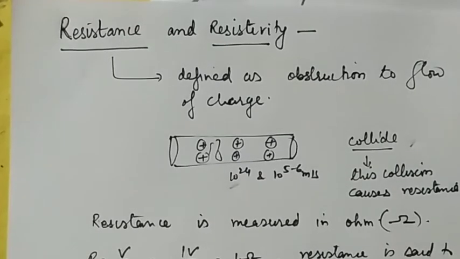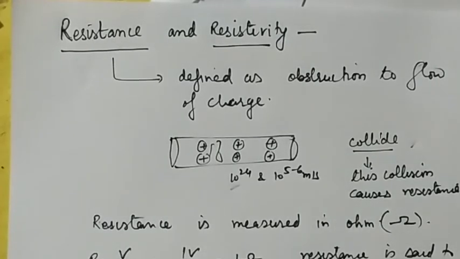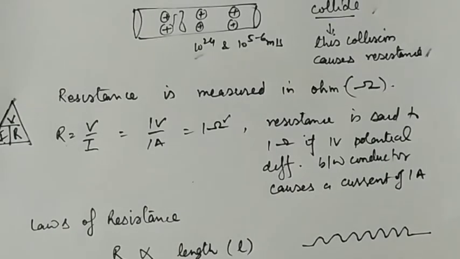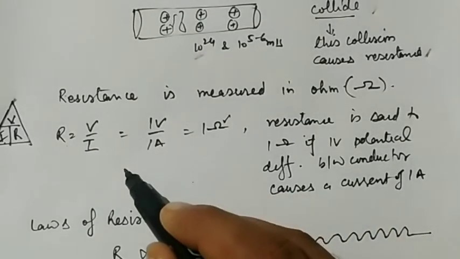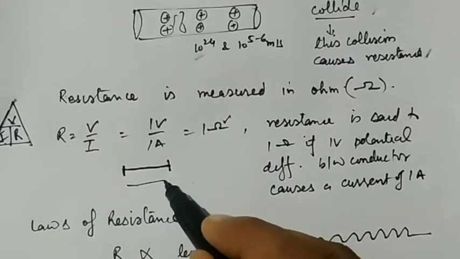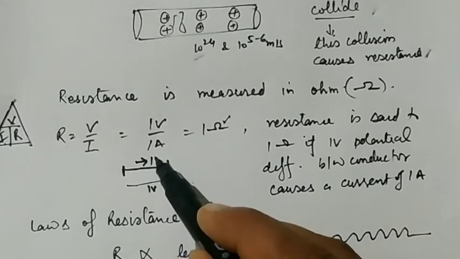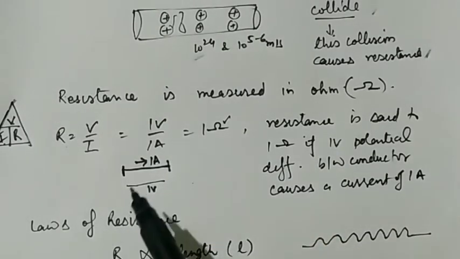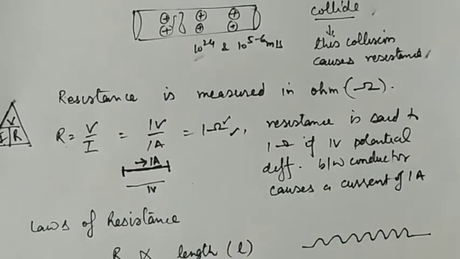Now, this resistance is measured in ohm. The resistance is said to be 1 ohm if there is 1 volt potential difference across a conductor. अगर मेरे पास एक कंडक्टर है, इसके अक्रॉस मैं 1 वोल्ट बैटरी लगाता हूँ और उस बैटरी के साथ इसमें 1 एम्पियर करंट पैदा हो जाता है, then we can say that the resistance of this wire is 1 ohm.